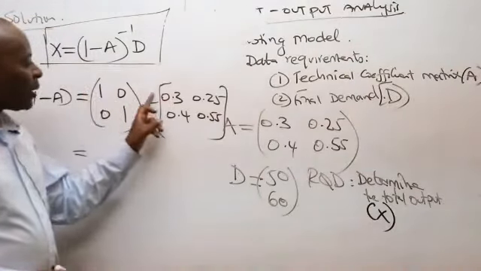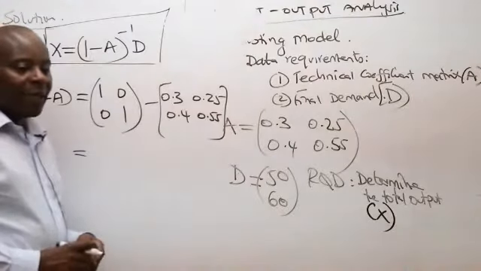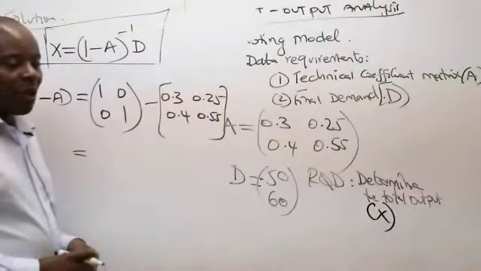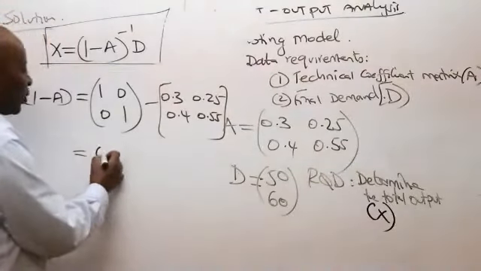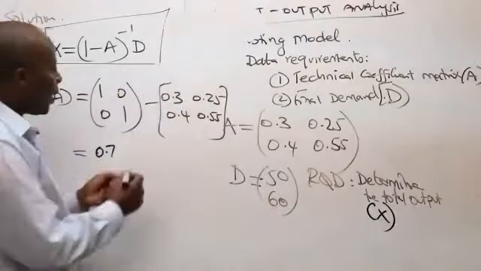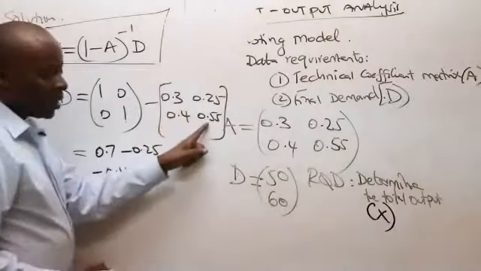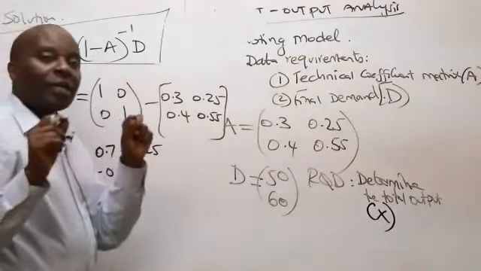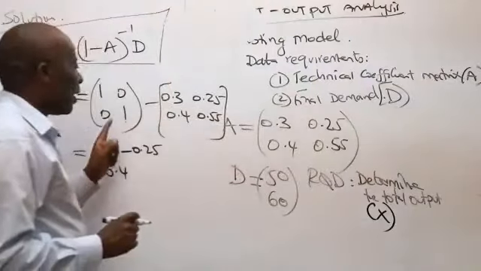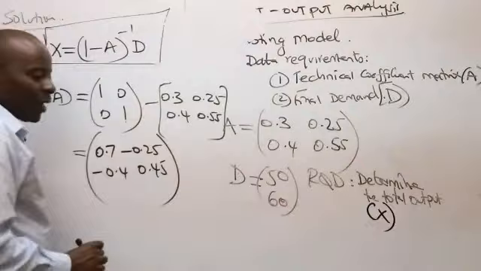So like you say 1 minus 0.3, how much do we get? Somebody, 1 minus 0.3? Corresponding elements. 1 minus 0.3 gives me 0.7. The first one is 0.7. And then now we have 0 minus 0.25, that gives us minus 0.25. Then 0 minus 0.4 gives us minus 0.4. We are subtracting corresponding elements. So 1 minus 0.55 gives us 0.45 like that.